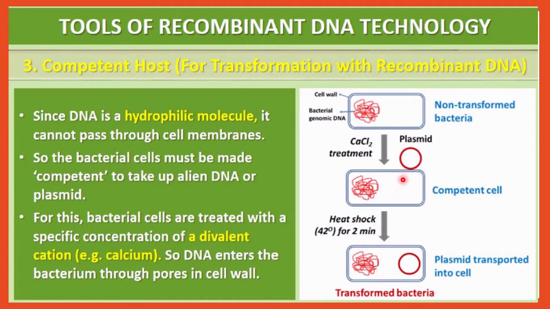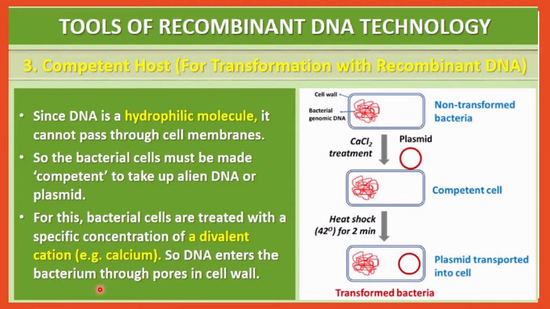Now this DNA molecule, the plasmid, is negative in charge, and the cell membrane, after calcium treatment, becomes positively charged. So that's why the plasmid can now easily enter inside the host cell. Calcium treatment plays a very important role, and after that you have to give a heat shock of 42 degrees Celsius for 2 minutes, and now you can see the plasmid is transported inside the cell, and this is the transformed bacteria. Otherwise it is not possible to transform the bacteria.